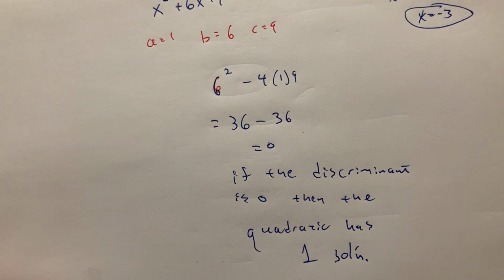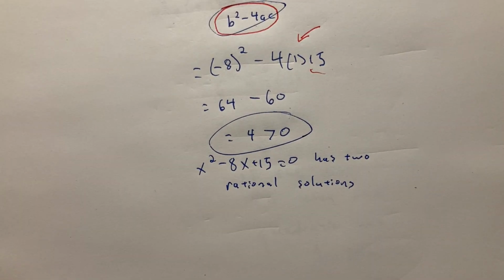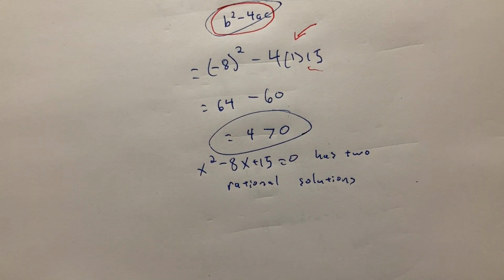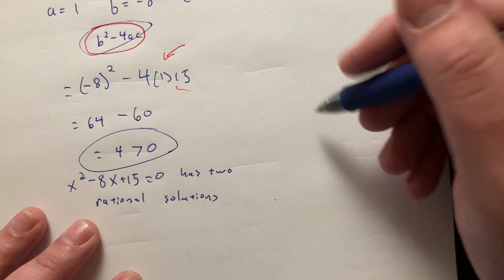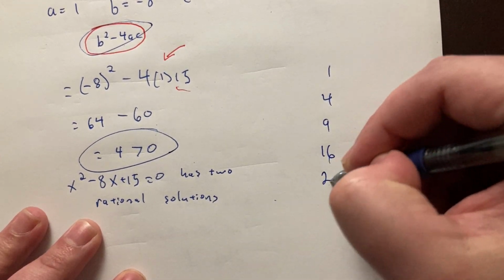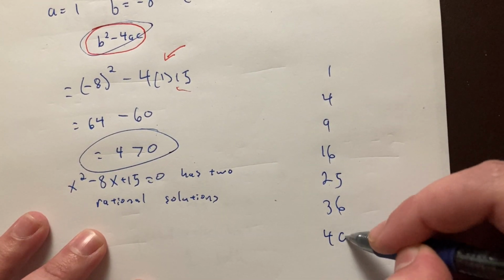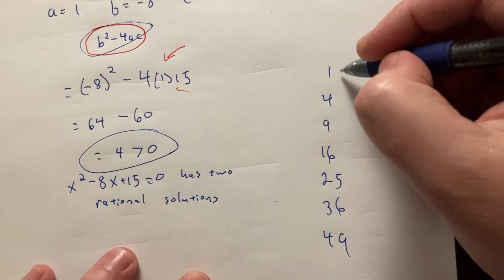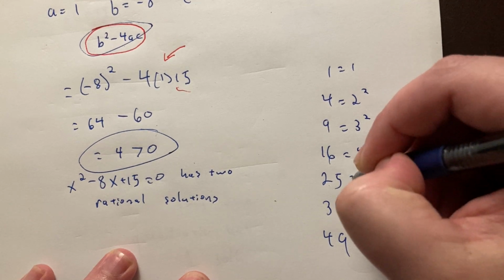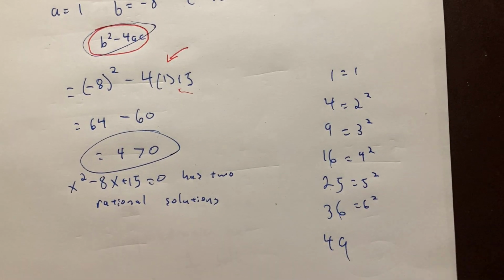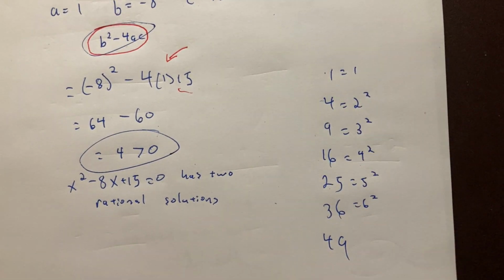So we check to see here the discriminant was positive. It's also worth mentioning that 4 is a perfect square, so I have two rational solutions. My perfect squares are numbers like 1, 4, 9, 16, 25, 36, 49, all things that are the result of squaring a number. 3 squared, 4 squared, 5 squared, 6 squared. I could keep on going forever. There are infinitely many perfect squares, but if your discriminant is equal to any of these, you have two rational solutions.